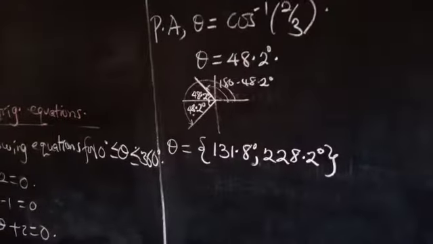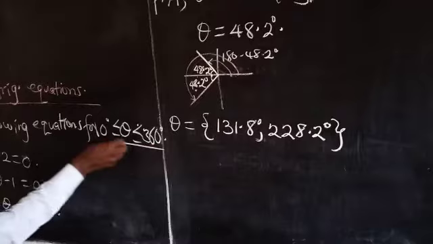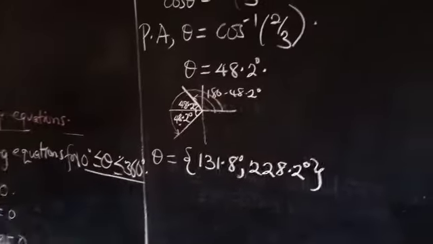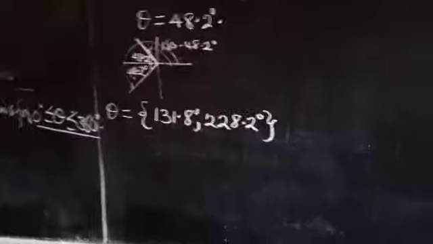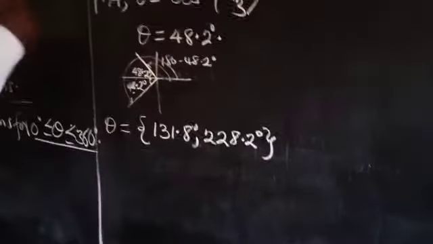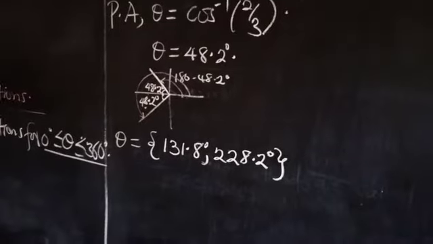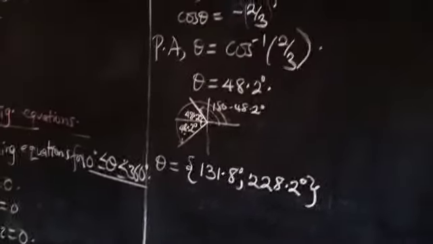Remember, we are given a range. We are given that our theta varies from 0 to 360 degrees. We would have continued rotating and get more angles. We shall see these ones as we proceed with the rest of the work.